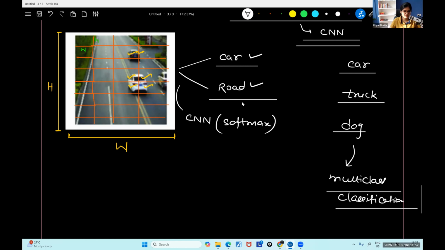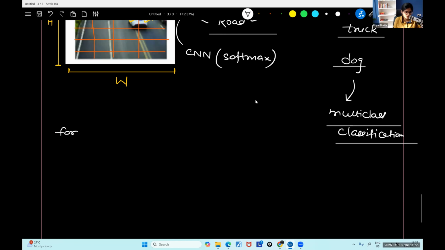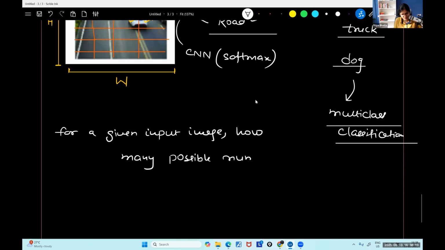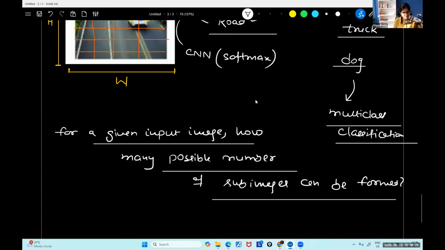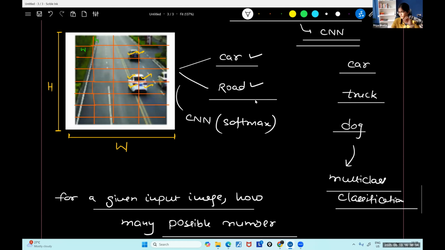Now, if I ask you, for a given input image, how many possible number of sub images can be formed here? What will be your answer?